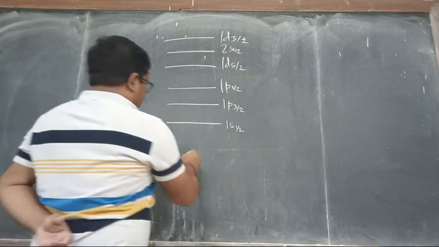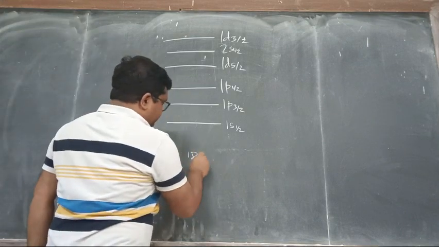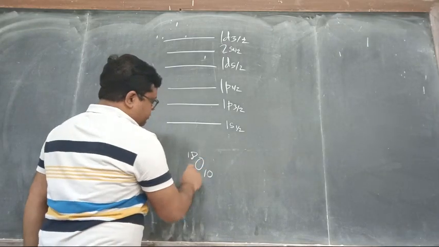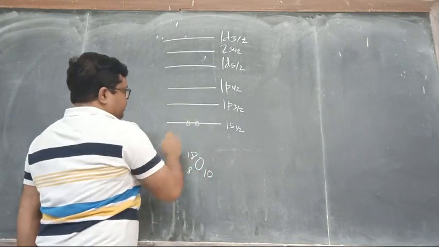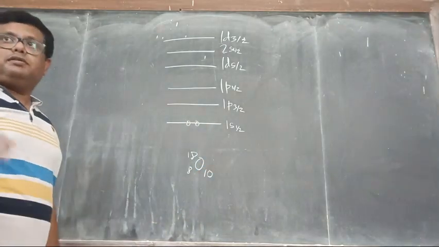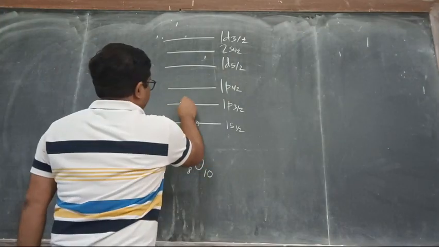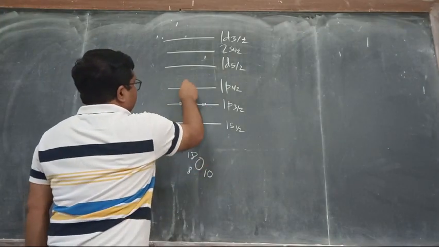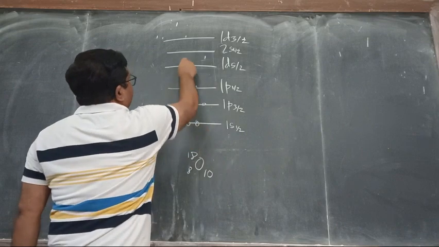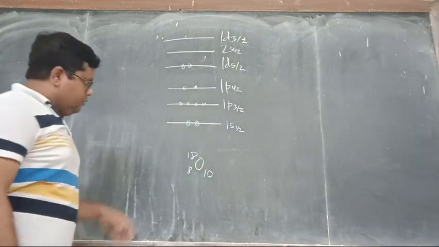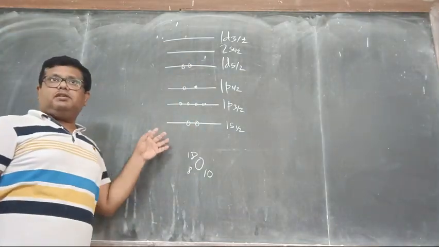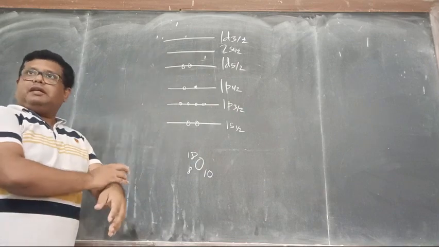Okay, let me talk about again 18 oxygen. 8 protons, 10 neutrons. Right. So now, as I was asking you, these are the neutron levels of 18 oxygen.